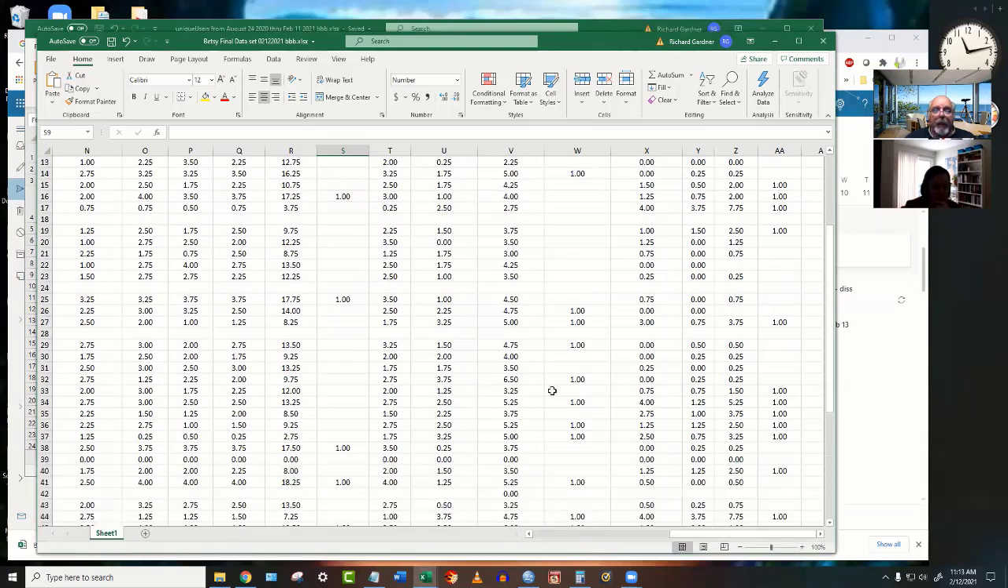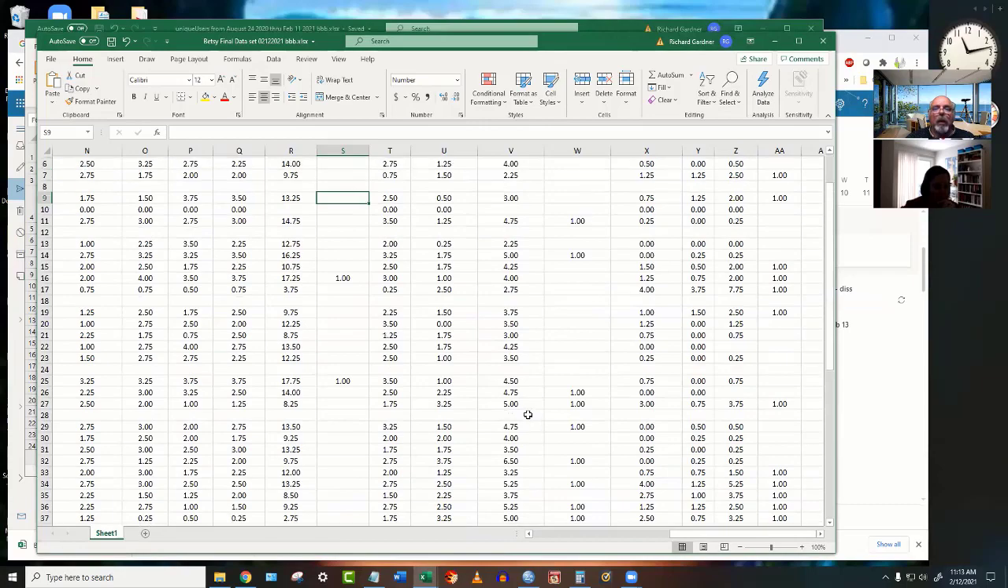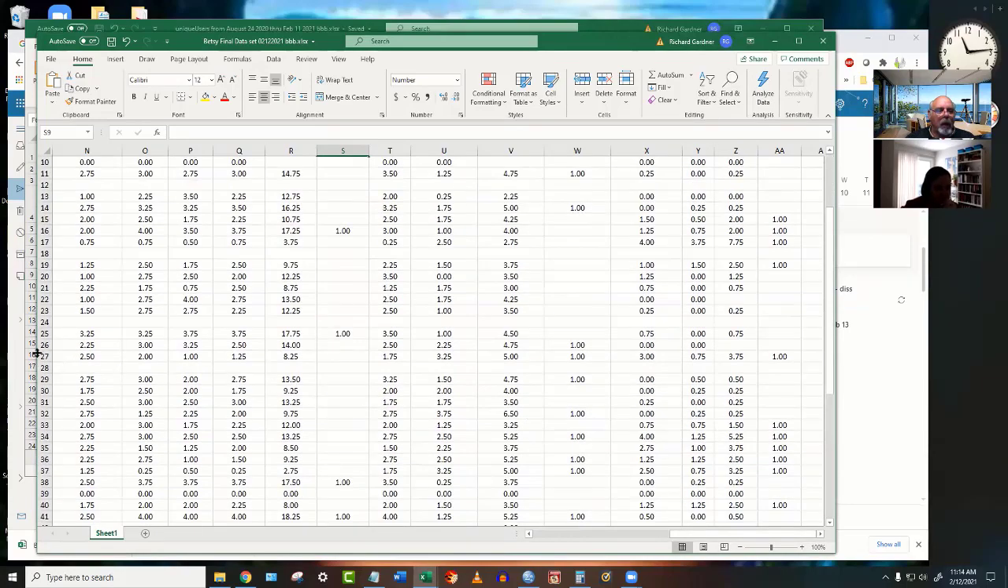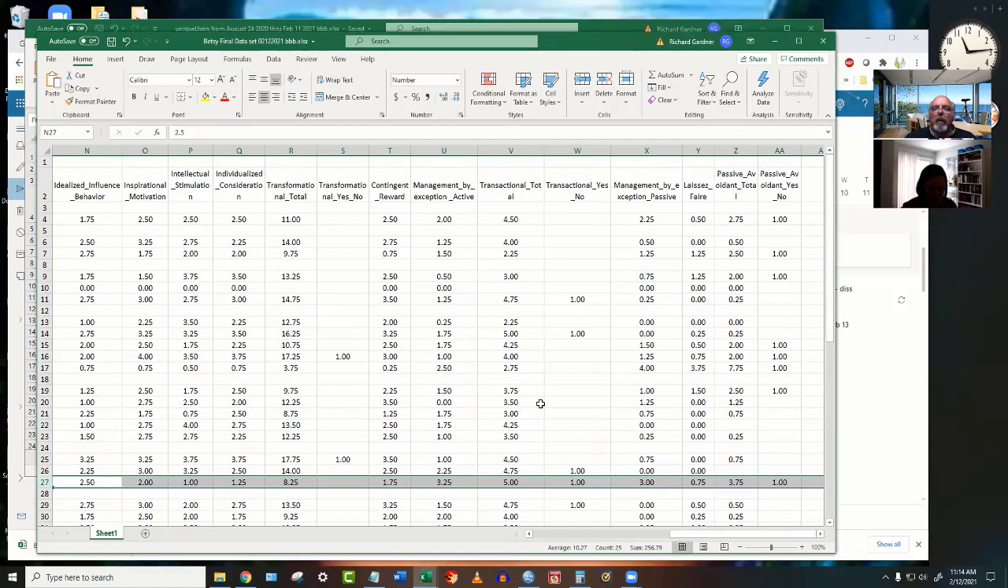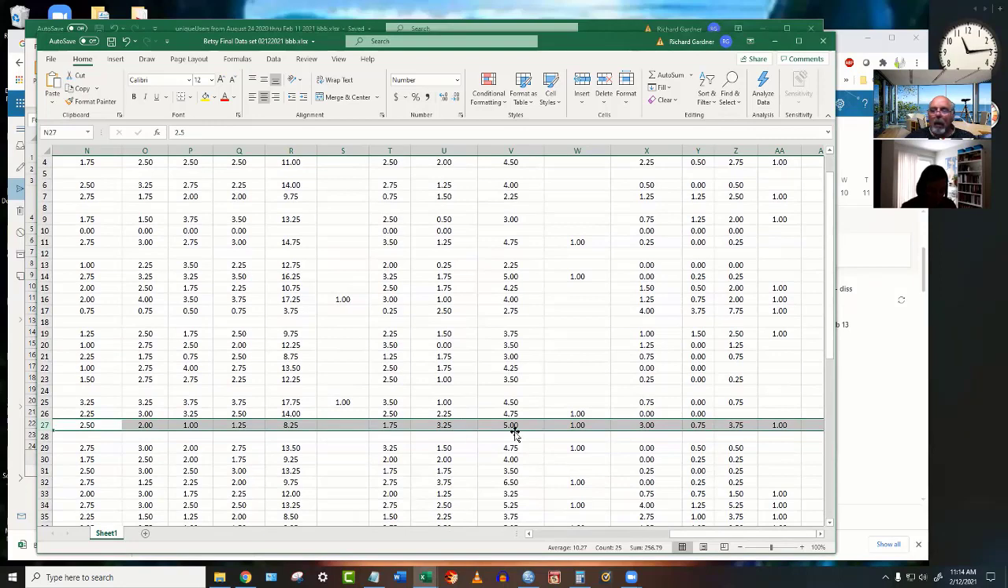Like that one where it shows their total score, that's line 27. Line 27 shows their total transactional score is 5, and their total passive avoidance score is 3.75. So I have anything greater than or equal to 4.67 makes them transactional, and anything greater than or equal to 1.5 makes them passive avoidant. So in this case, they would be much more passive avoidant than transactional, because they're 3.75 for passive avoidant.